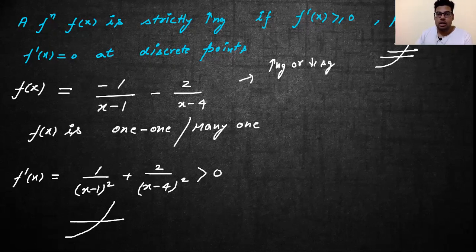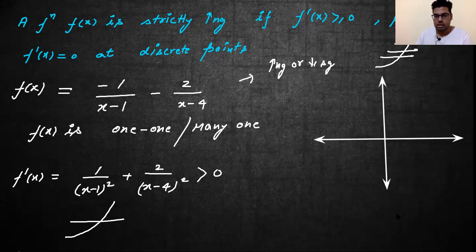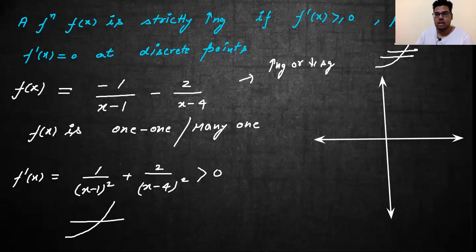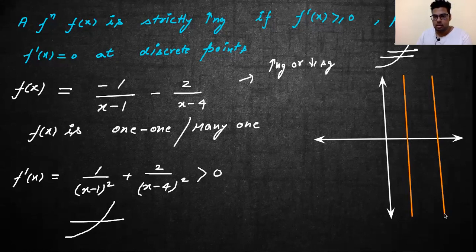Now if you try to draw the graph of this function, you will have the idea, the basic picture, that here you are able to see that at x equal to 1 and x equal to 4, the values are approaching infinity. Let us say this is x equal to 1 and this is x equal to 4. Now we have seen clearly that the derivative wherever it is defined is positive. So it means in the domain the function is increasing.